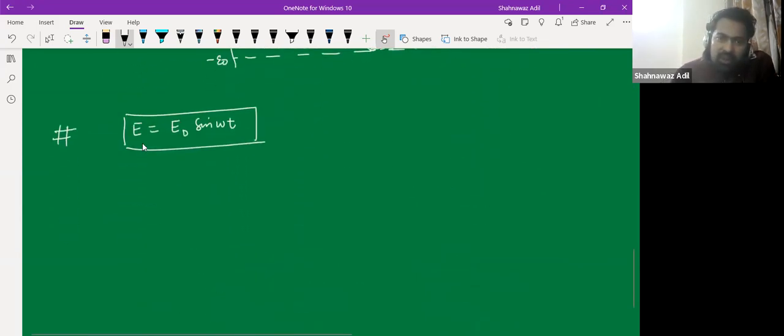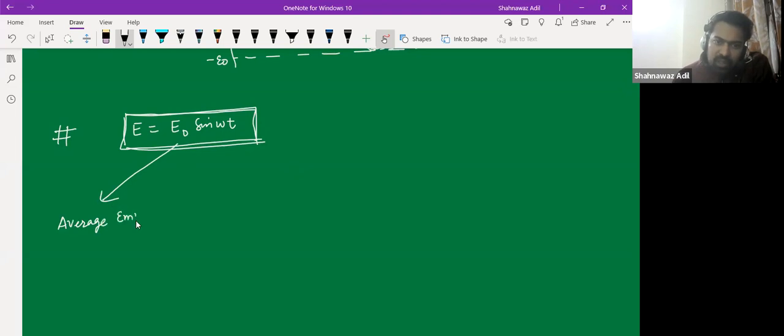Yeah. So this is the EMF that we get from the AC generator, and there are three main parameters that we associate with this EMF. So one is the average EMF in a full cycle.